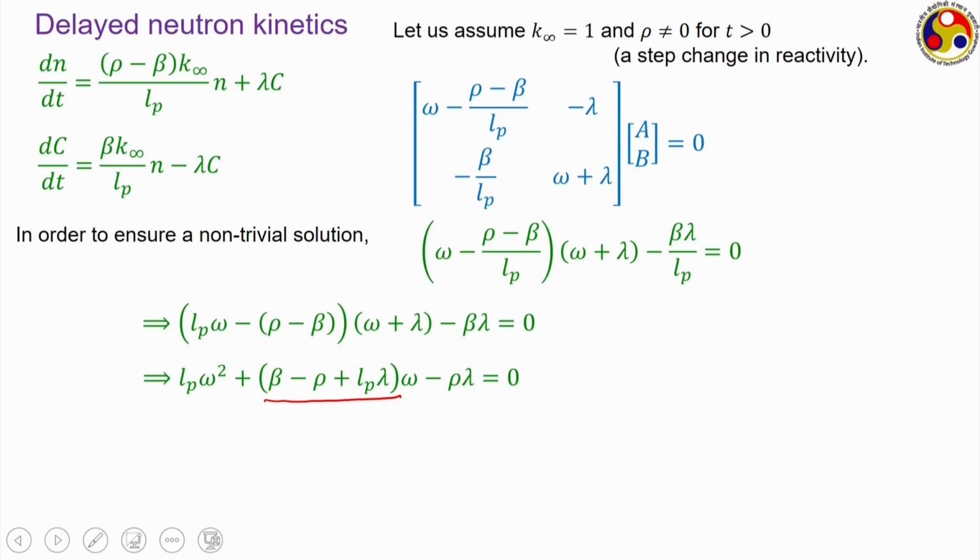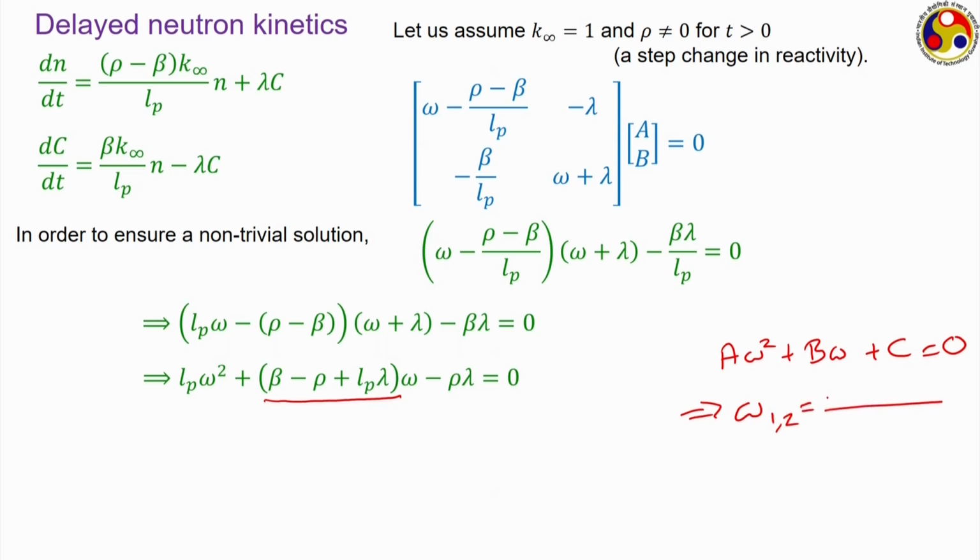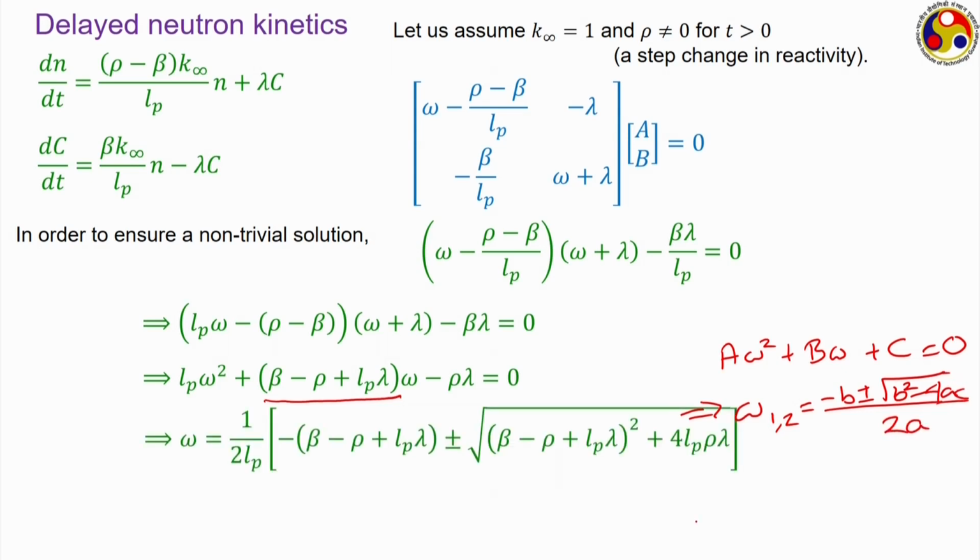Any quadratic equation can always be represented as a omega square plus b omega plus c equal to 0. In that case, there will be two solutions, which should be equal to minus b plus minus root over b square minus 4ac, divided by 2a. So, the same thing is done here.